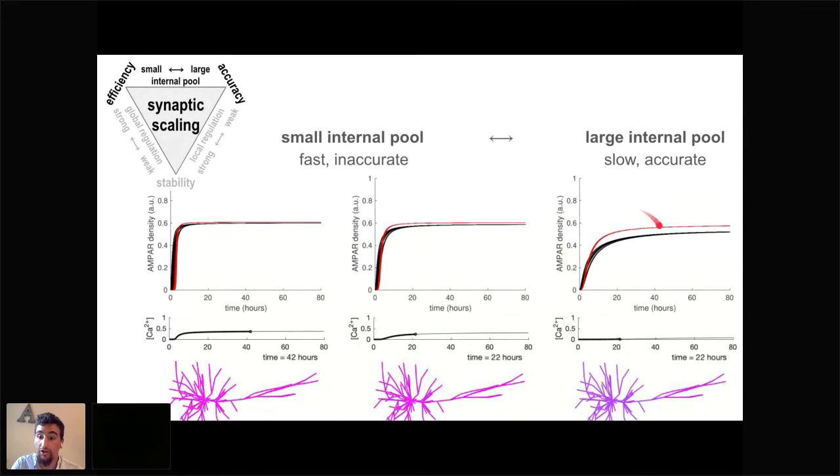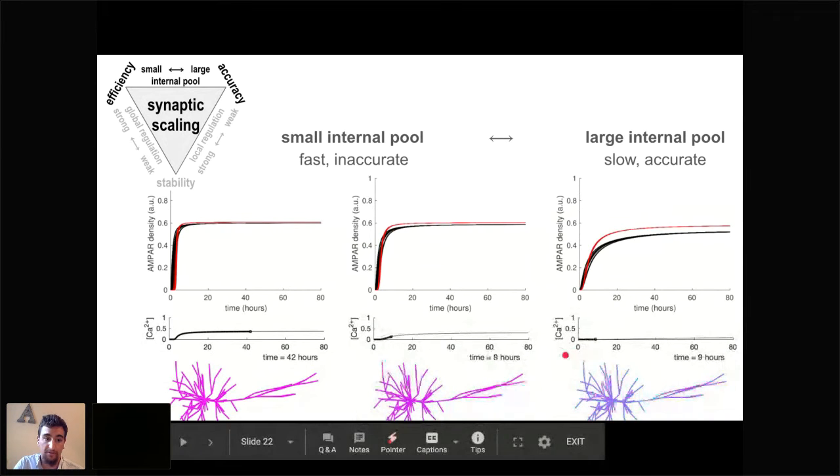On the right, we have the largest internal pool, and we can see pretty good distinction between red and black compartments. But notice how much slower it is. We have better accuracy, but it becomes almost unbearably slow, also notable here in the calcium concentration.